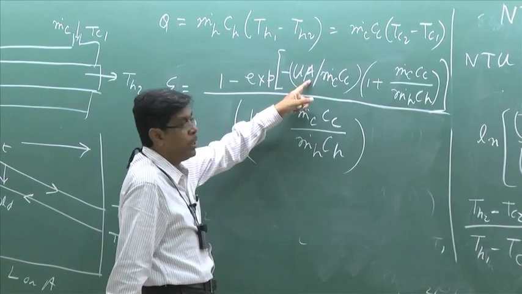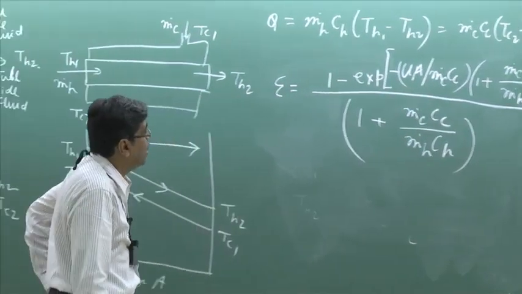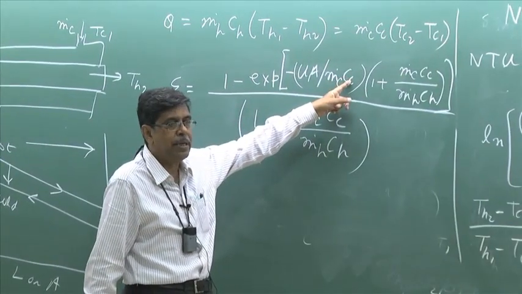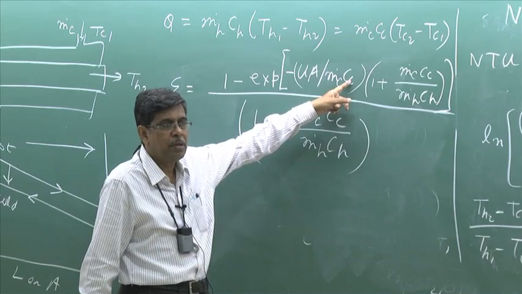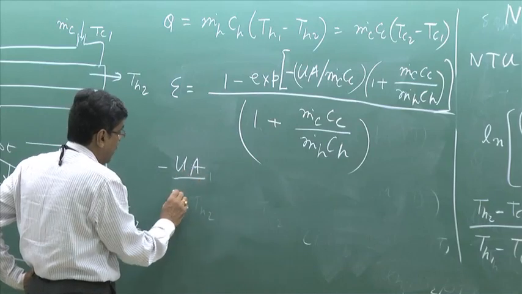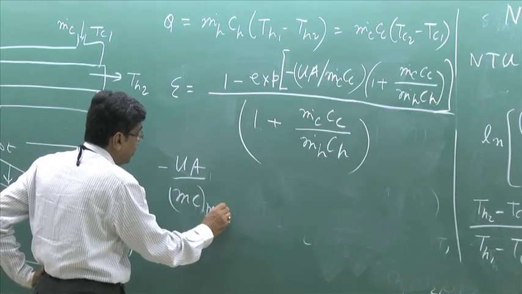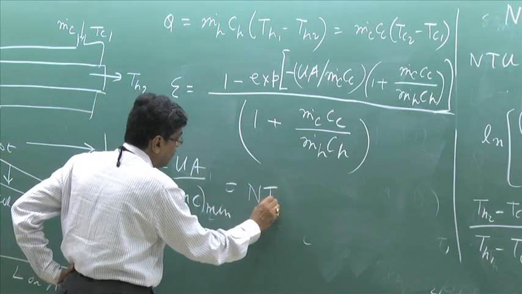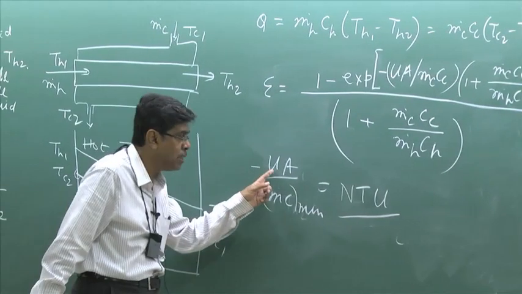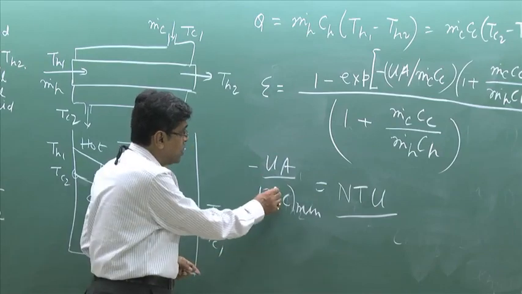In terms of this quantity. Clearly, here M dot C minimum is the minimum heat capacity. Now, this term, UA by M dot C minimum, is known as the number of transfer units, NTU, which is a dimensionless term. It is the overall heat transfer coefficient times the surface area of the heat exchanger, divided by M dot into C minimum.